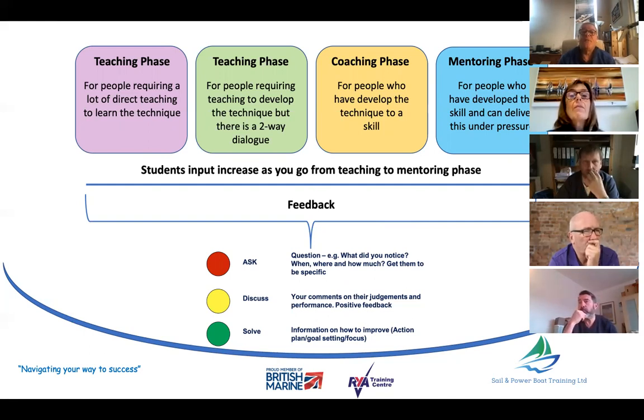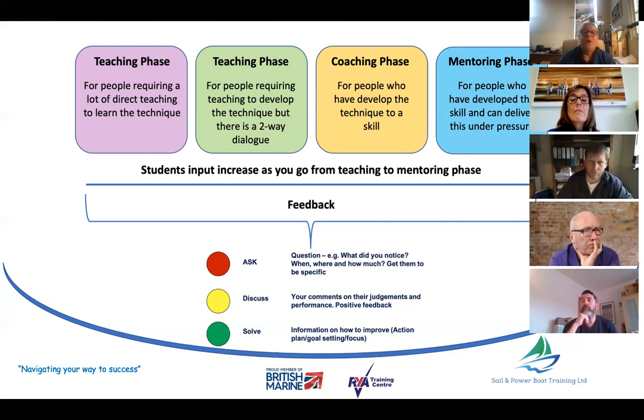The coaching phase is for people who develop the technique into a skill, and the mentoring is really for people who have developed the skill and can deliver this under pressure. But sadly, we have to zip up and down those four level blocks, depending on the level they're at in terms of what we're teaching.